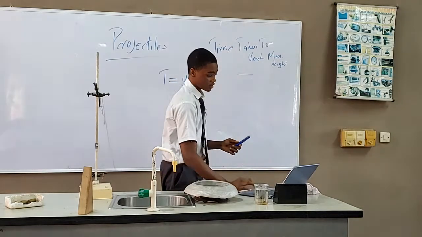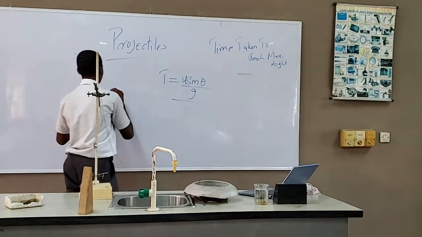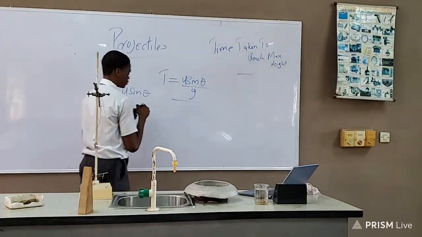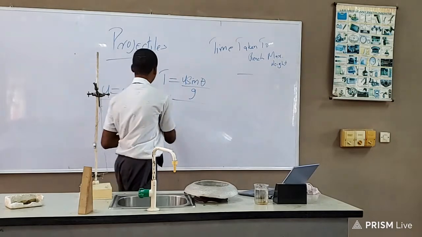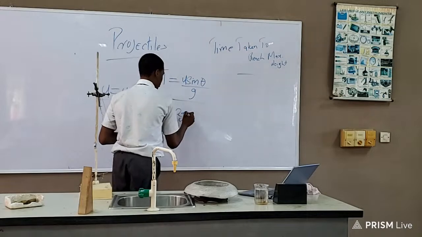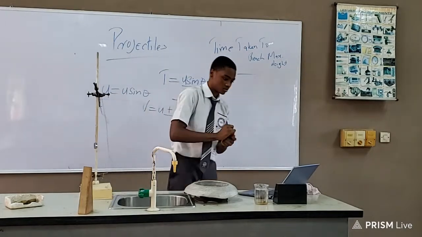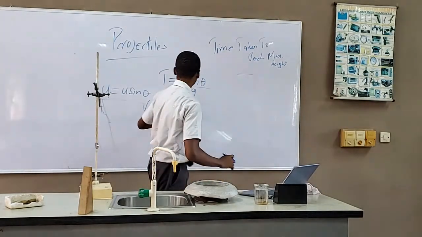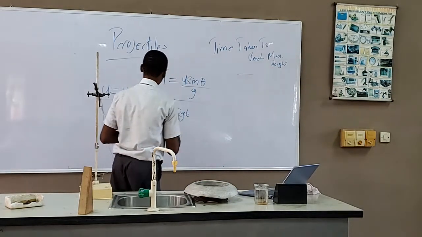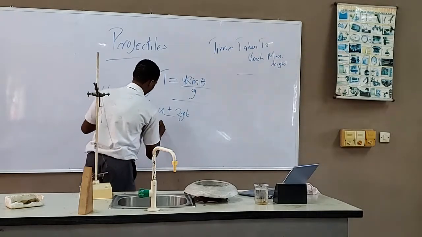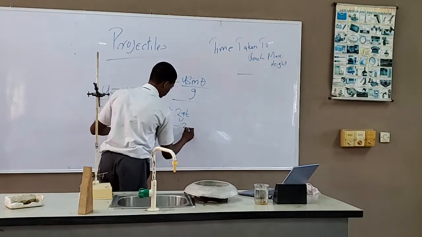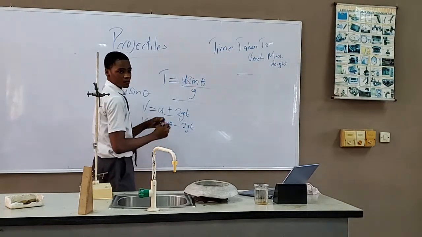You can derive it from the equations of motion. We have u is equal to u sin theta. So from the equations of motion, we have v is equal to u minus gt. Sorry. So from here we have v is equal to u sin theta minus gt. Thank you, Master Chinedu.